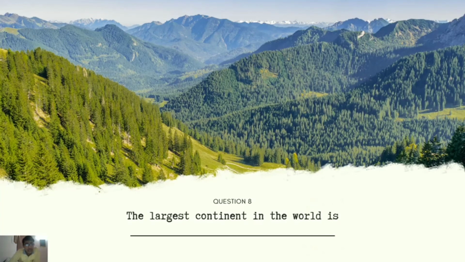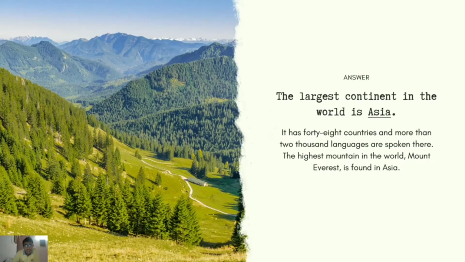Now, question 8. The largest continent in the world. I have spoken about this; again, it is a very easy question. The largest continent is Asia. It has 48 countries. How many countries are there in Asia? In all, 48 countries. And more than 2000 languages are spoken here. How many languages? More than 2000 languages.